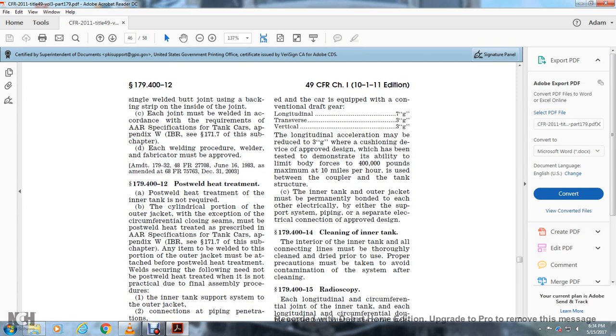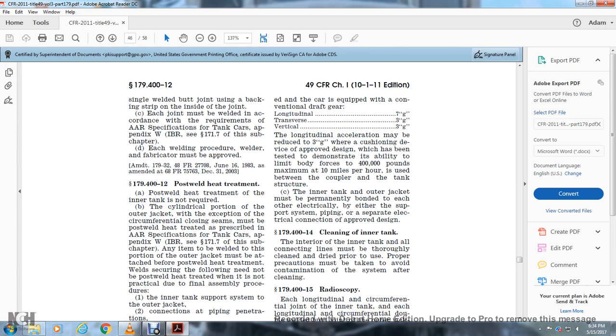and the car is equipped with a conventional draft gear: longitudinal 7Gs, transversal 3Gs, vertical 3Gs. The longitudinal acceleration may be reduced to 3Gs if a cushion device of approved design, which has been tested to demonstrate the ability to limit longitudinal forces to 400,000 pounds maximum at 10 miles per hour, is used between the coupler and the tank structure. The inner tank and the outer jacket must be permanently bonded to each other electrically, other than by the supporting system or the piping, with a separate electrical connection of approved design.